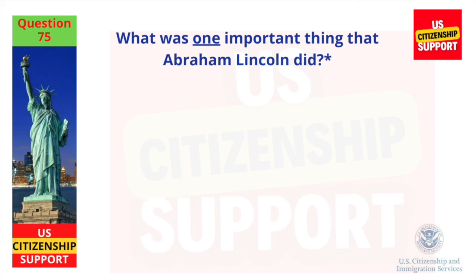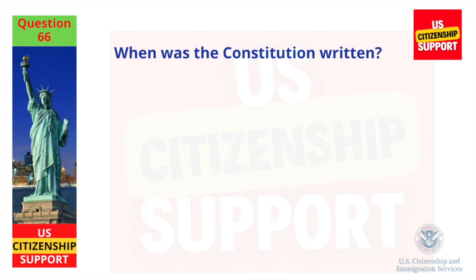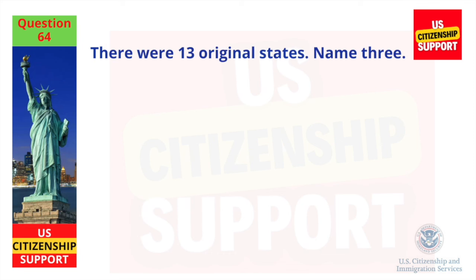What was one important thing that Abraham Lincoln did? Name one U.S. territory. When was the Constitution written? There were 13 original states. Name three.